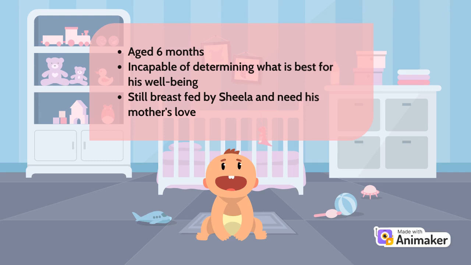And last but not least, for the youngest boy, aged 6 months, he is still a toddler and definitely below 7 years old. Therefore, he is still at the age where he is incapable of determining what is best for his well-being. Other than that, the boy needs his mother's love and care as he is still breastfed by Sheila. Therefore, by applying Section 88 Clause 3, custody should be given to Sheila as a mother to him.